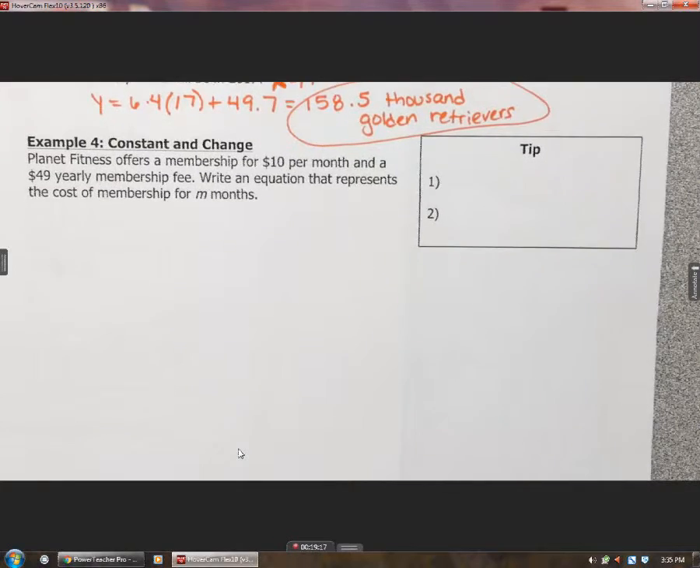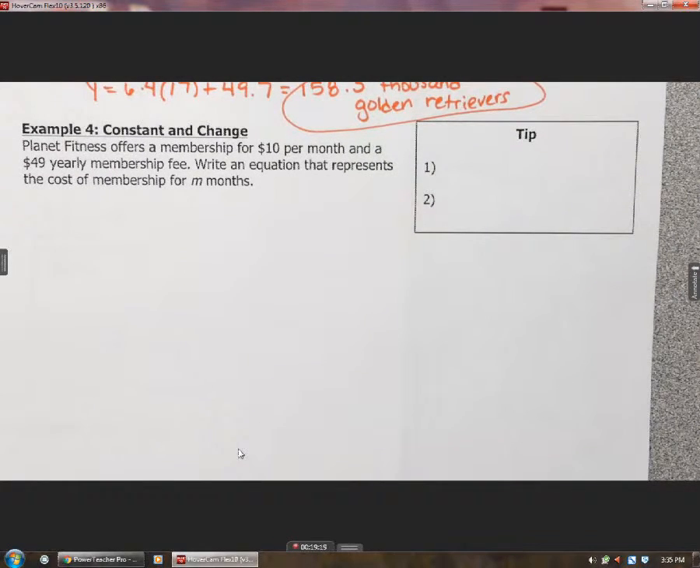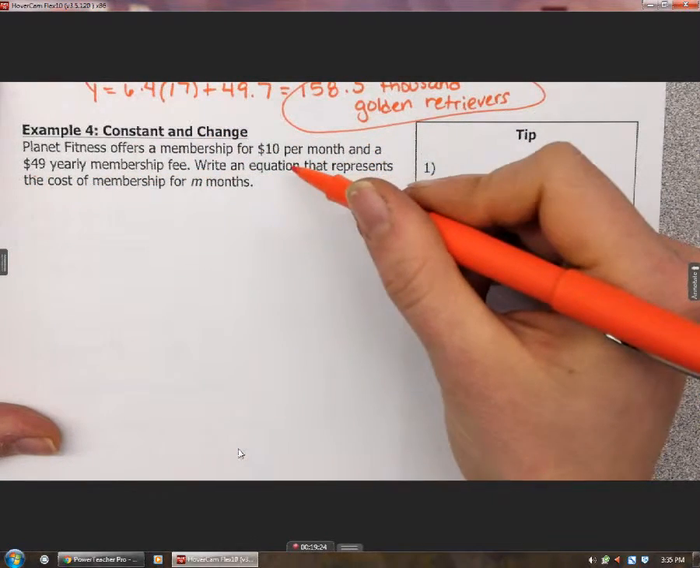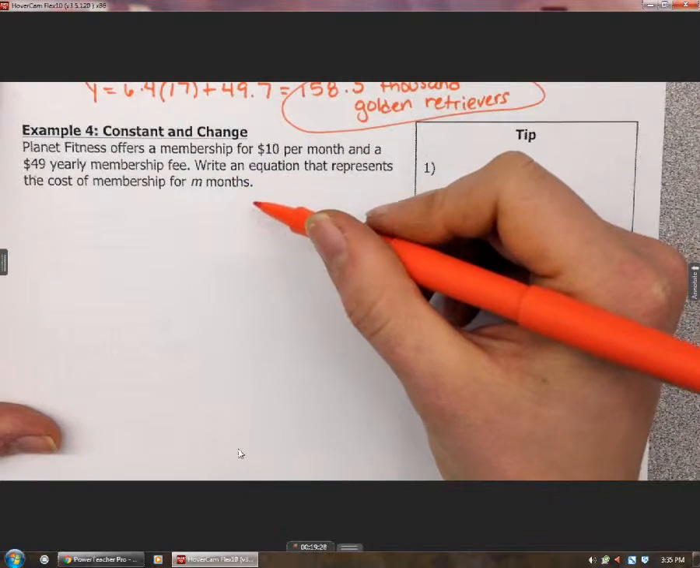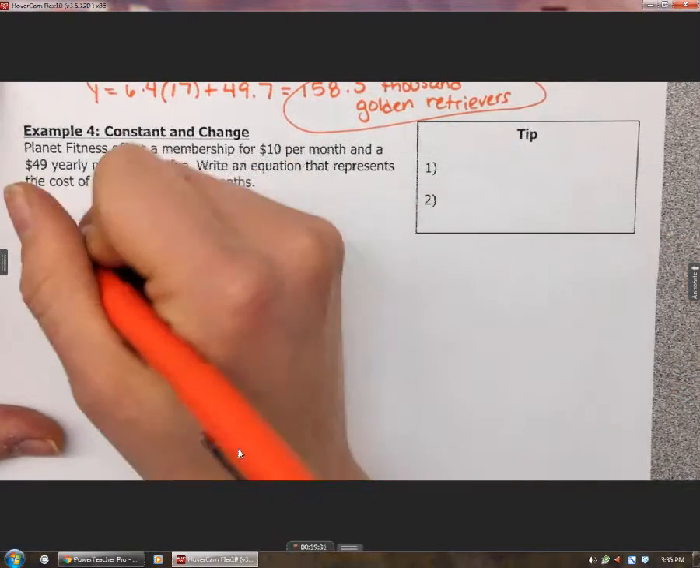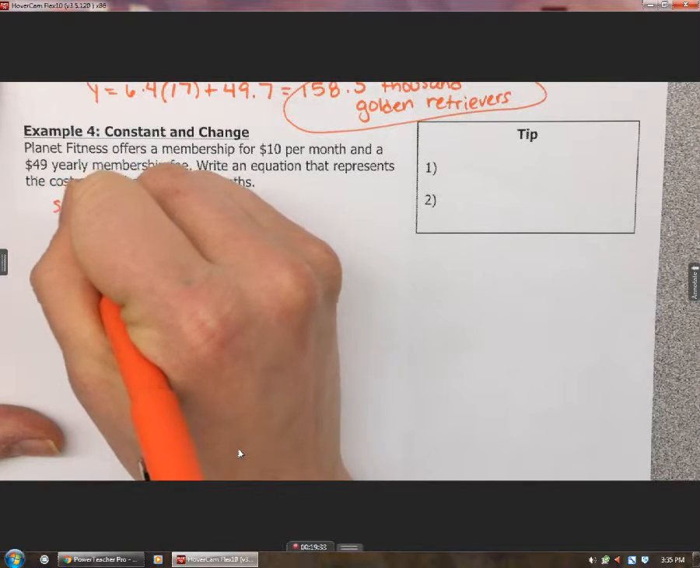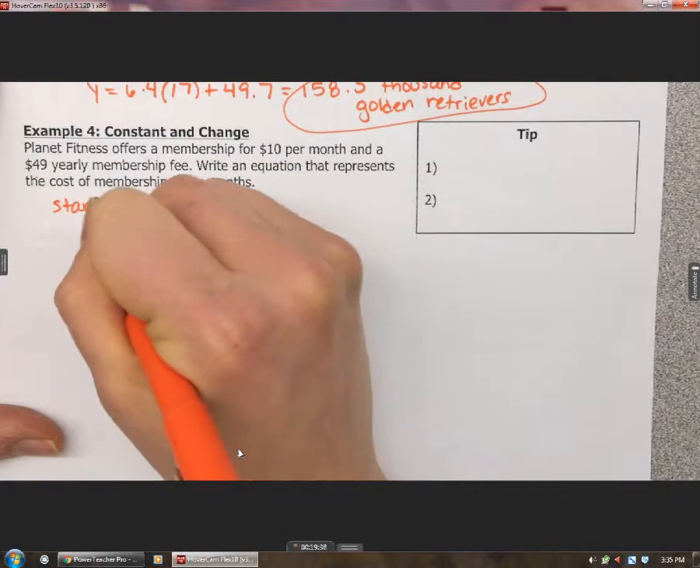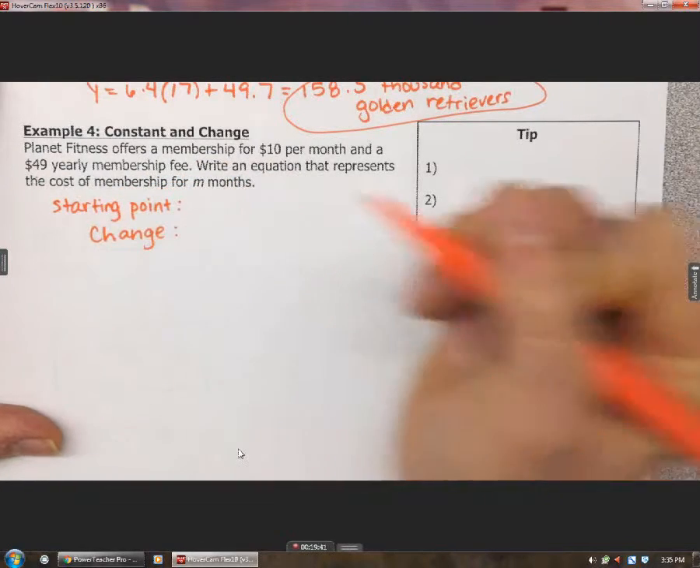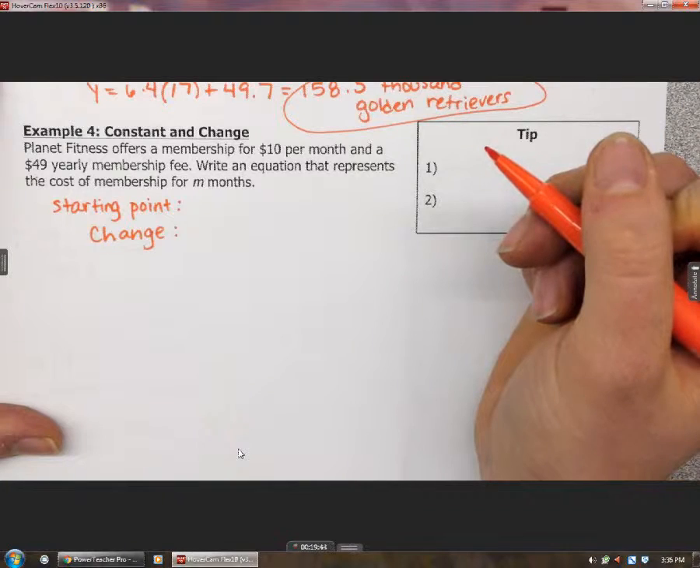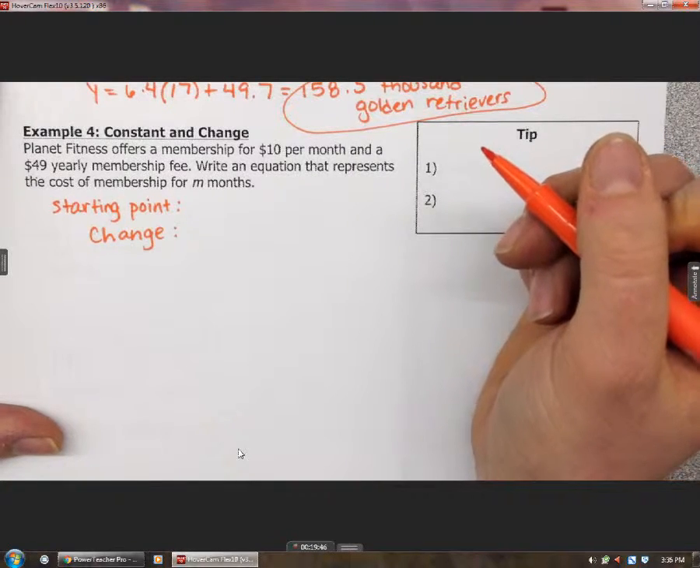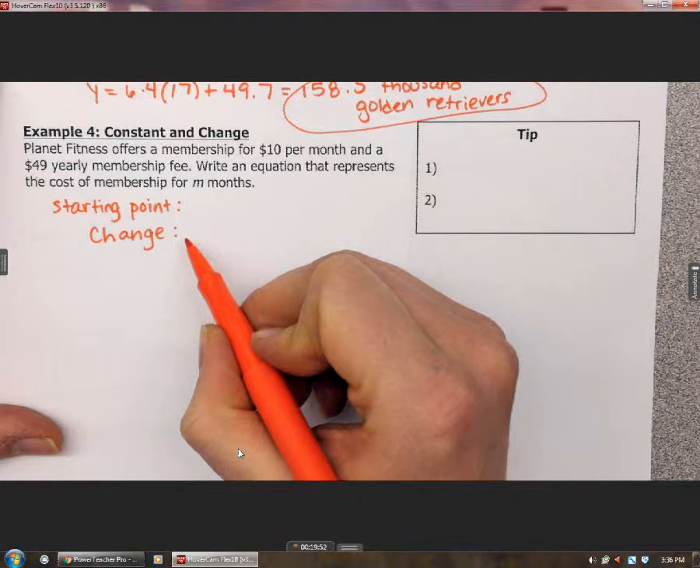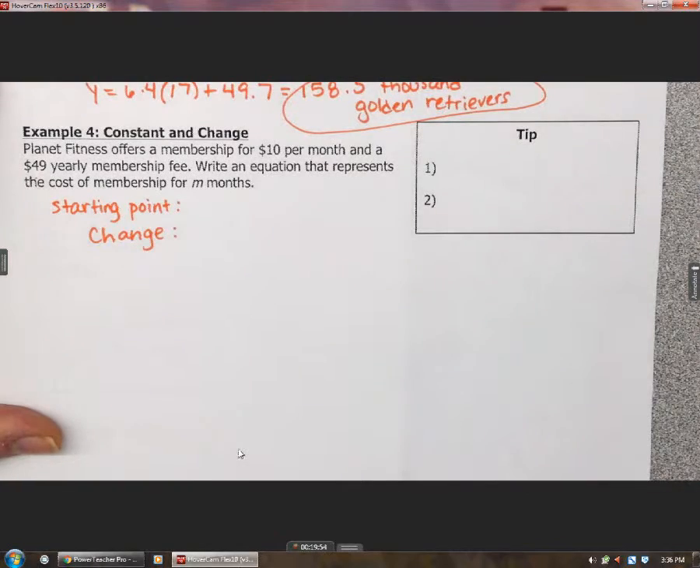Example 4, constant in the change. Planet Fitness is offering a membership for $10 a month and a $49 yearly membership fee. Write an equation that represents the cost of membership for m months. This is like what we talked about yesterday. It helps if you find the starting point and the change. Change is like the slope. If I could actually call on somebody, I'd ask, what do you think the starting point is? And what do you think the change is?